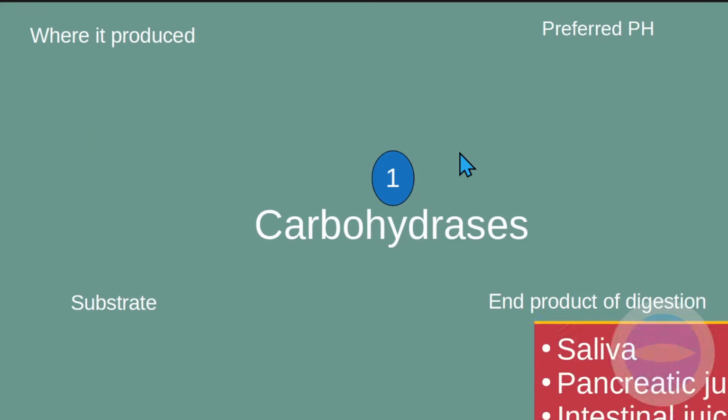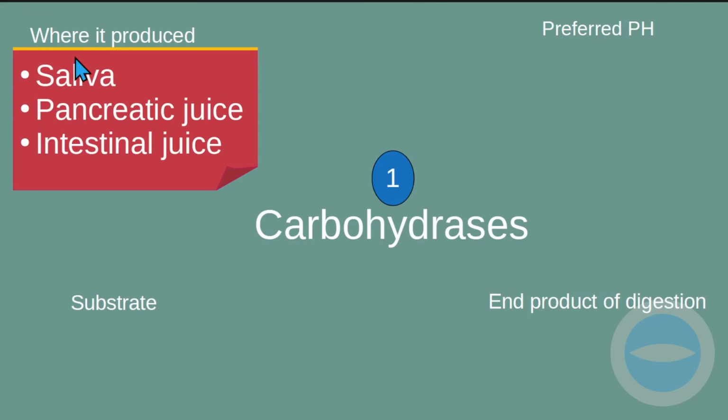First, let's start with where it is produced. Where is this enzyme produced? It is found in saliva, in pancreatic juice, and in intestinal juice. So you must know this about carbohydrase. Saliva is secreted by the salivary glands, the pancreatic juice is secreted by the pancreas, and the intestinal juice is secreted by the intestines.